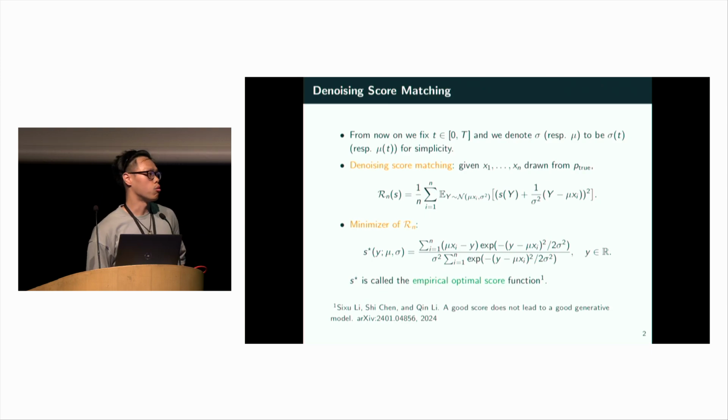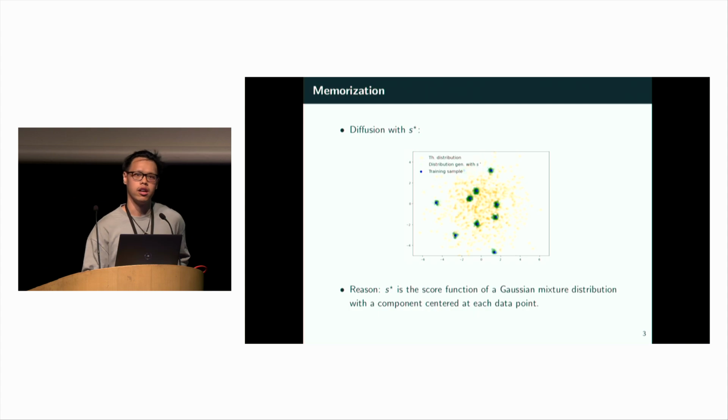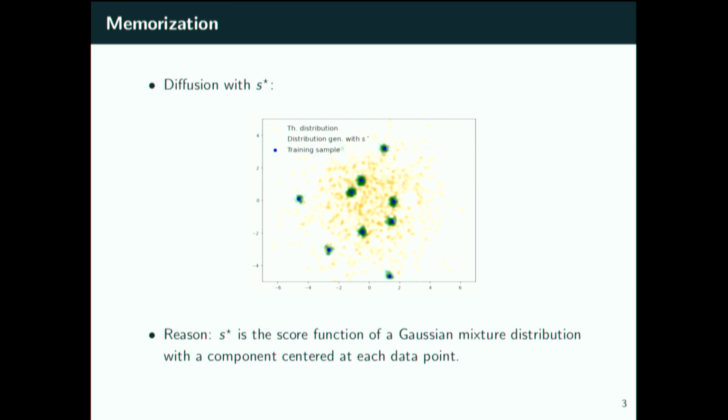Okay, so now, great, we have a score function. Then why don't we just plug it back into the diffusion, and we can just generate samples? Yes, but no. If we diffuse with s star, then you can see in the plot, the blue dots are the training samples, and the green dots are the samples generated with s star. As you can see, the green dots are just mere duplicates of the blue dots, which is something we don't want. And this is what we call memorization.